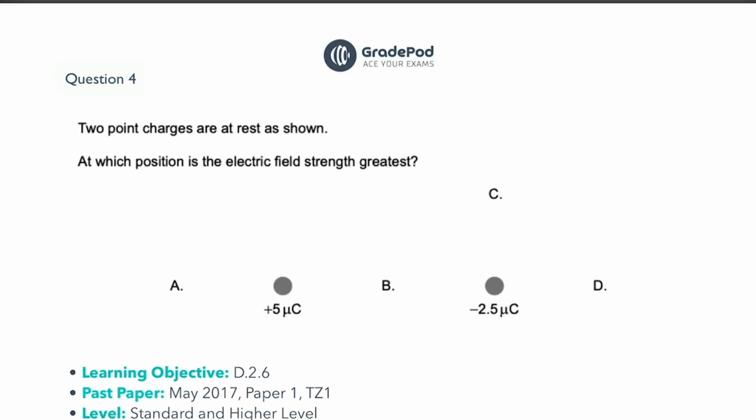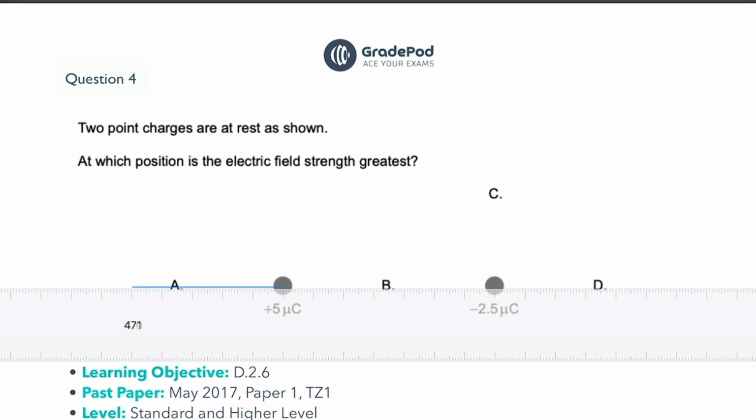2 point charges are at rest as shown. At which position is the electric field strength the greatest? We're going to do this again. We're going to take our ruler and draw a representation of what the electric field strength due to each charge would be. Plus 5 microcoulombs means that a positive test charge would be repelled, and let's just say it's 6 units across.